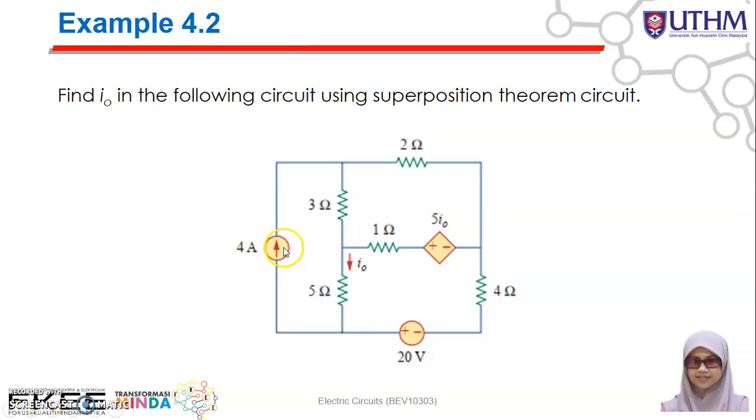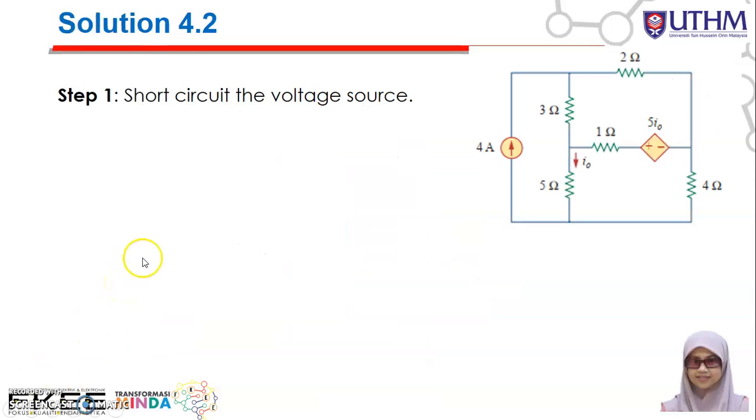You just turn off the independent sources one by one, but for the dependent source, you don't need to turn it off. You just leave it there. So the solution for the example, step number 1, you short circuit the voltage source first. So here you have a voltage source. You short circuit it because you are going to turn it off.